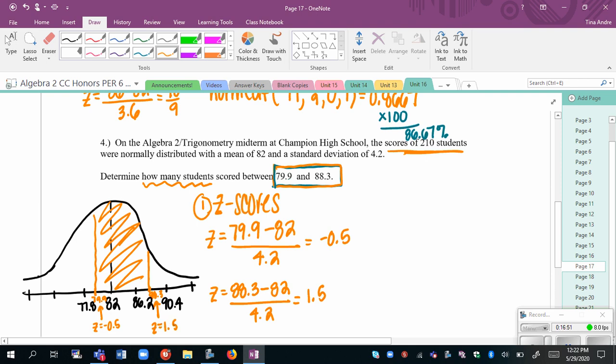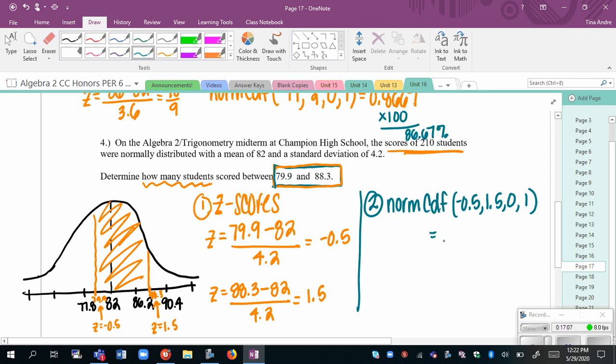So now I'm going to do the normal CDF to figure out the percentage. So normal CDF between negative 0.5 and 1.5, again keeping the 0 and the 1. You'll type that into your calculator, and I got 0.624655. That's the probability of being in that region.